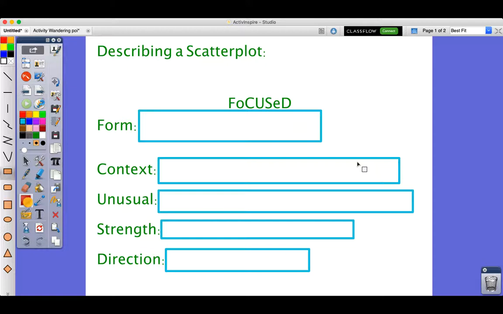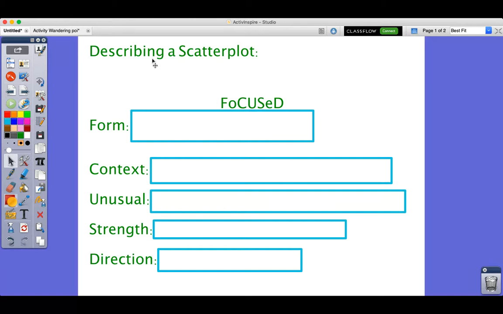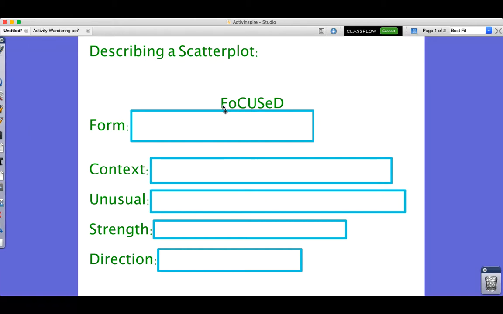All right, kiddos, we're going to check out how to describe a scatter plot today. So when you describe a scatter plot, you want to stay focused. We're going to talk about form, context, unusual, strength, and direction. So stay focused: form, context, unusual, strength, and direction.